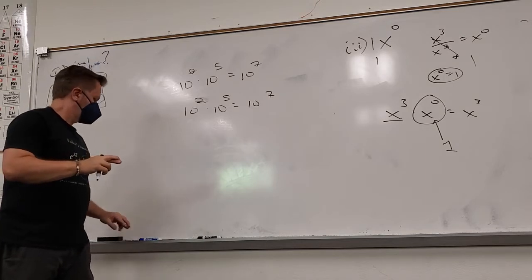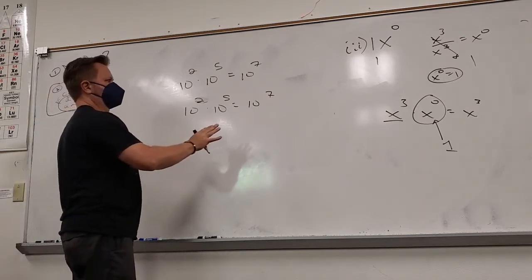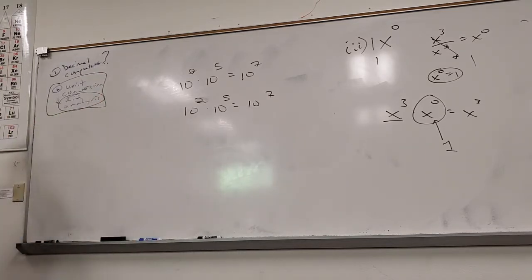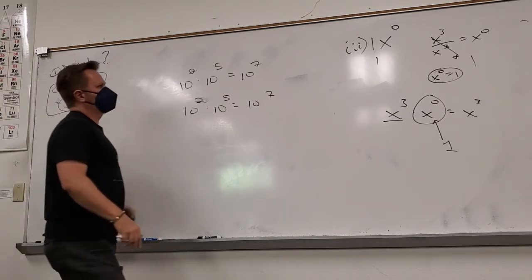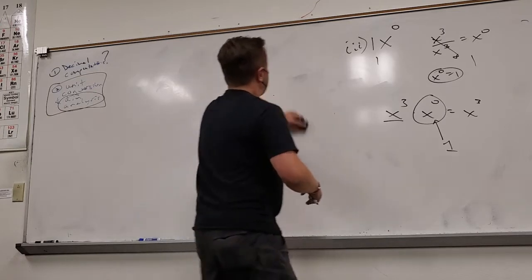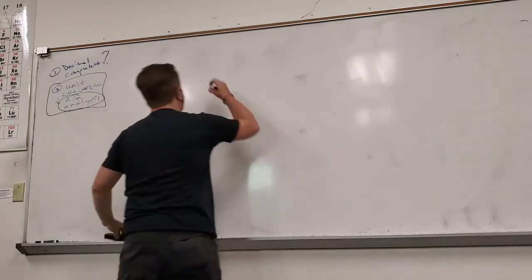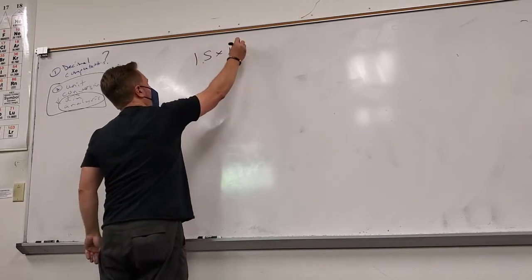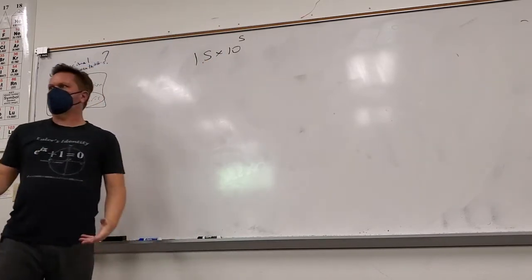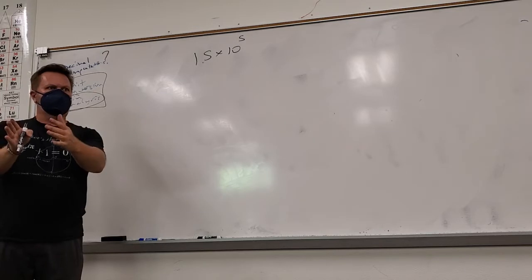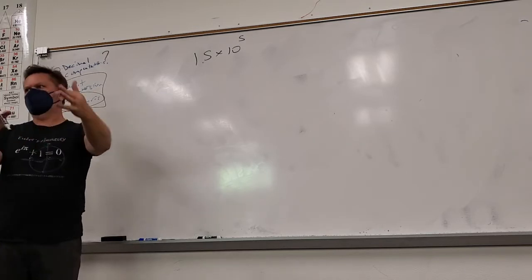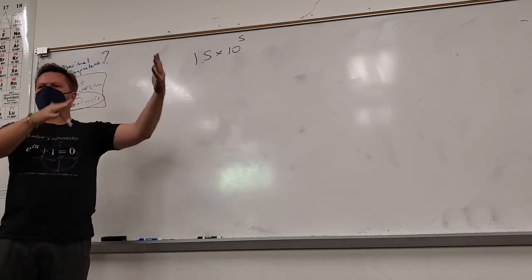Okay. So, let's talk about scientific notation itself. What does scientific notation mean? Give me an example of something that's in scientific notation. 1.5 times 10 to the fifth, for example. Cool, right? That's scientific notation. A number between 1 and 10, roughly 1 and 9.99, times 10 to a power.